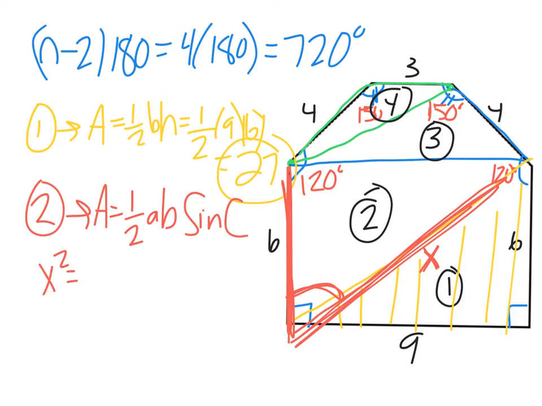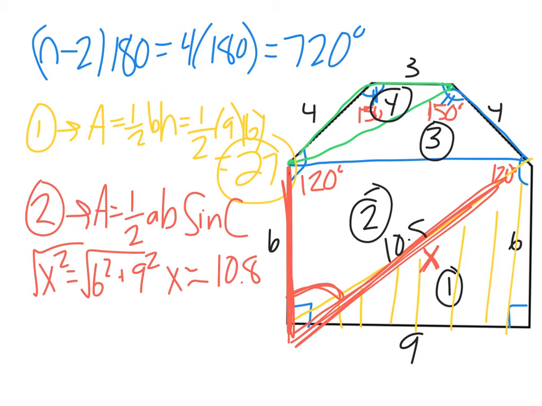x squared equals 6 squared plus 9 squared. To solve that, I'm just going to take the square root of that, and I'm going to get that x is approximately 10.8. So I'm going to go ahead and actually add that to my picture so I can keep track of it, that is 10.8. So I do have side length A and side length B. I just need to get angle C. How can I go about getting angle C?